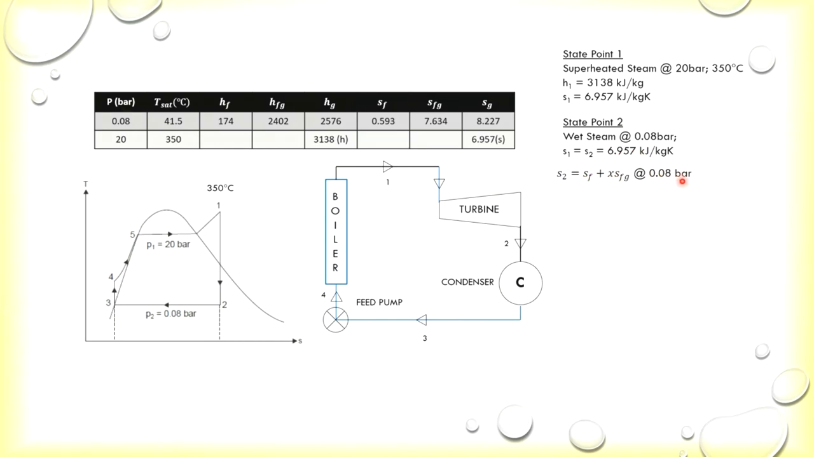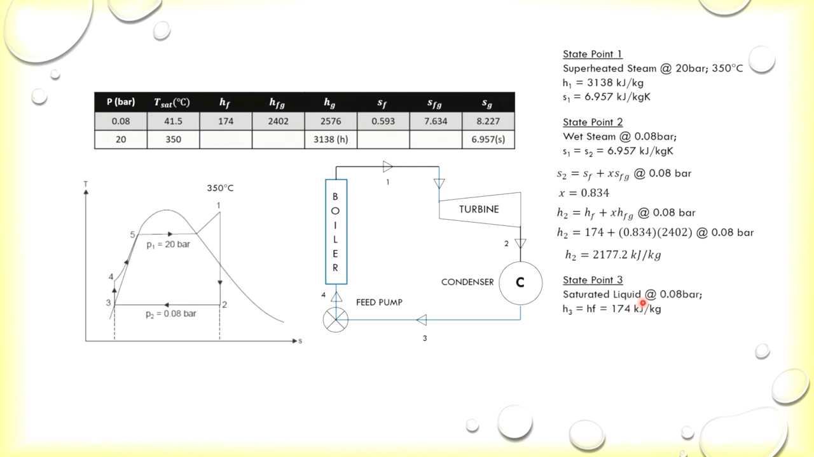Based on this, at 0.08 bar, you will be able to find out the dryness fraction by putting in your SF and your SFG at 0.08. SF is 0.593 and SFG is 7.634. So you will be able to find out the dryness fraction 0.834. Here I don't substitute the values for you. You can do it yourself when you have time. After that, you can find out the enthalpy. HF, and HFG is this. So you will be able to find out your H2, 2177.2 kilojoules per kg.